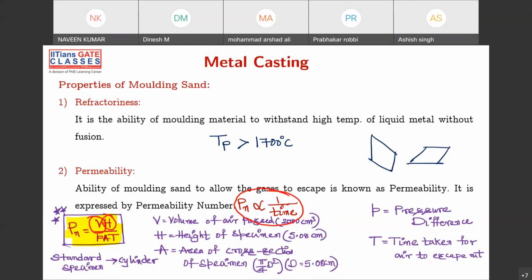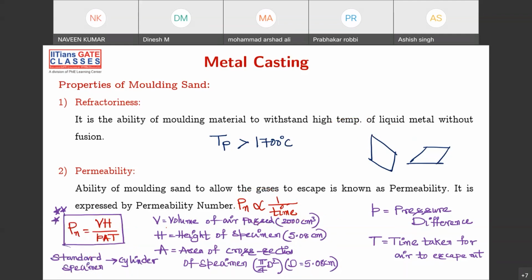H is the specimen height. P is the pressure difference. Obviously, if you want to pass air, you have to create some pressure difference. Let's say this is P2 and this is P1. P1 should be greater than P2, then only it will move. Air will move from left to right. A is the area of cross section of the specimen, which is cylindrical in shape, standard specimen, and T is the time through which the air is being passed. So it is inversely proportional. You can use this formula to calculate the permeability number.